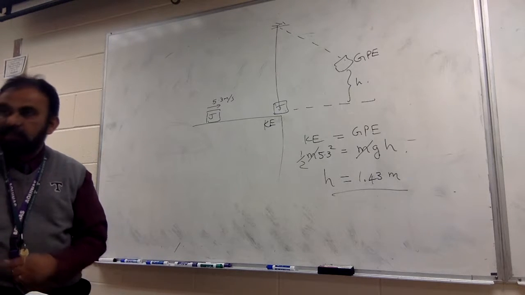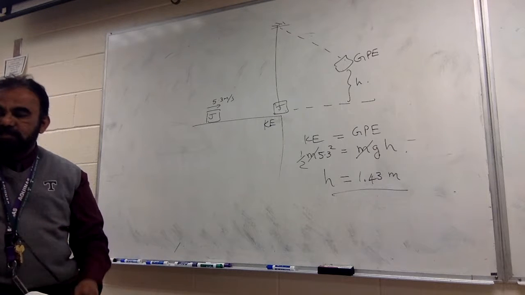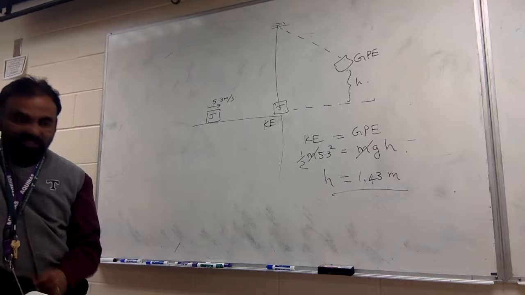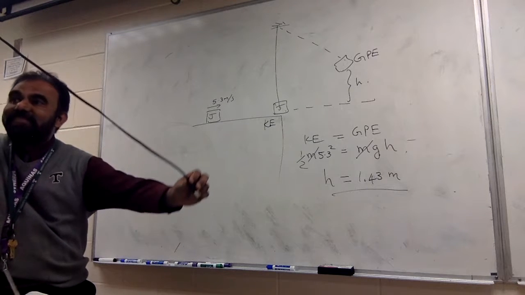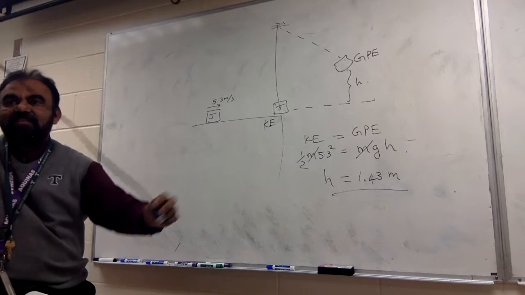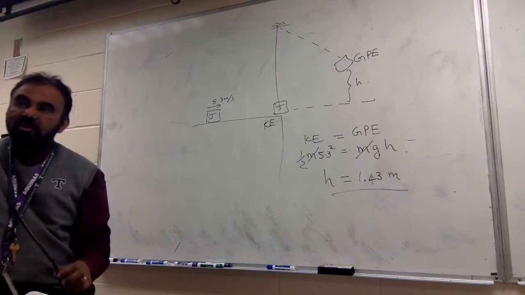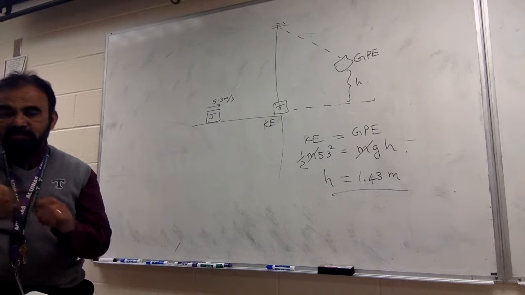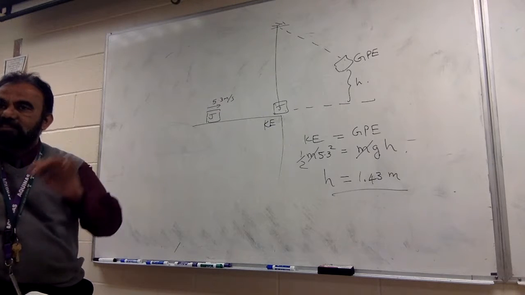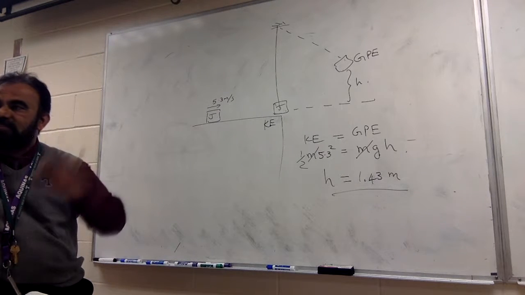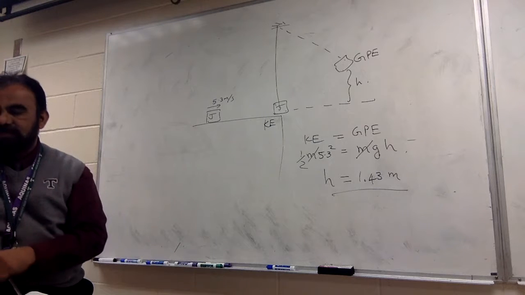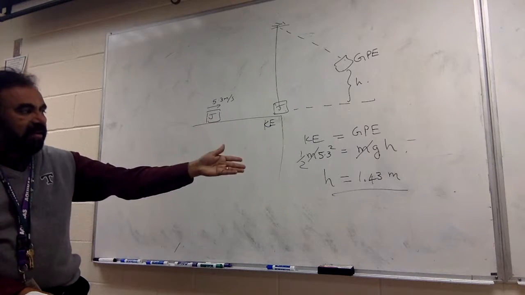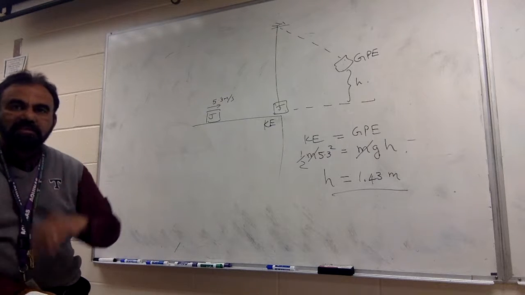So if the vine is very long, it's possible to gain that height. She will have to swing a long distance, right? And then there will be more air resistance and more loss, which means she won't go to that height. But if the vine was short, it's easy to kind of get there. You see it? So if there's no air resistance, then 1.43 meters is the max it can go.